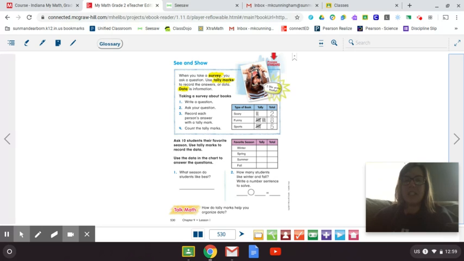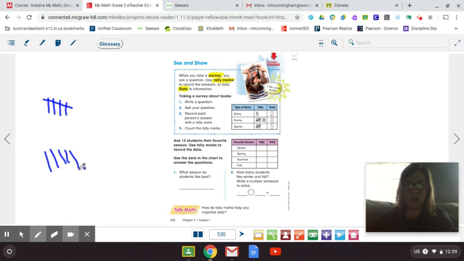All right, so this says, when you take a survey, you ask a question, use tally marks. So these are what our tally marks are right here. When you make a tally mark, you just make a line. 1, 2, 3, 4. And then when you get to the 5th one, you go across like this, and that's 5. So that's one set. So then you can count them by 5s. You never do more than 4 before you make your line. It's the 5th one you make your line on, okay?